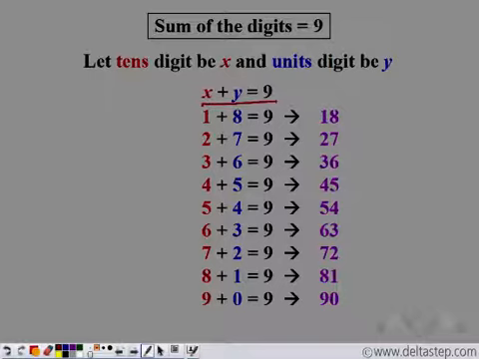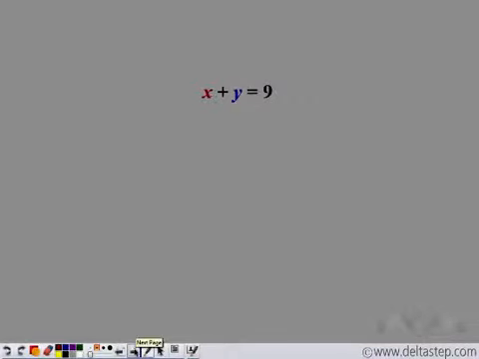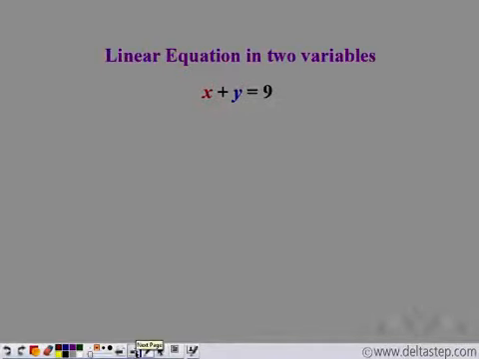Now look at this. x plus y is equal to 9. You will observe that it is an equation because it states that this is equal to this. So x plus y is equal to 9 is an equation. Also, there are two variables, x and y. So it is an equation in two variables. Now the power of both the variables is 1. It is x to the power 1, y to the power 1. So this is a linear equation in two variables.